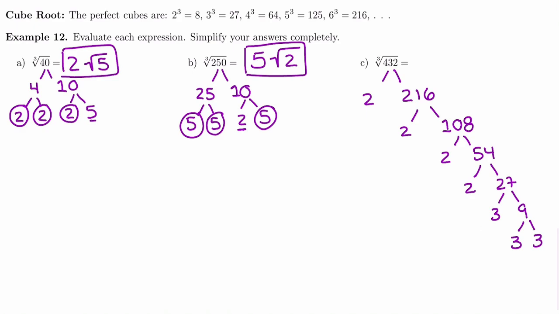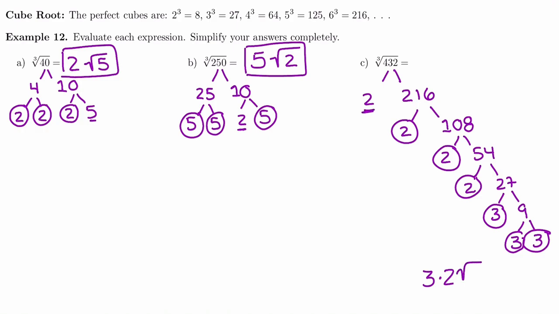So I am going to circle any sets of 3 that I see. So I have 1, 2, 3 3s. So far I have a 3 going on the outside. And then I have 1, 2, 3 2s. So I'm going to have a 3 times a 2 on the outside. And then I have 1 leftover 2 that's going to go under the radical. So this is going to be 6 third root of 2.